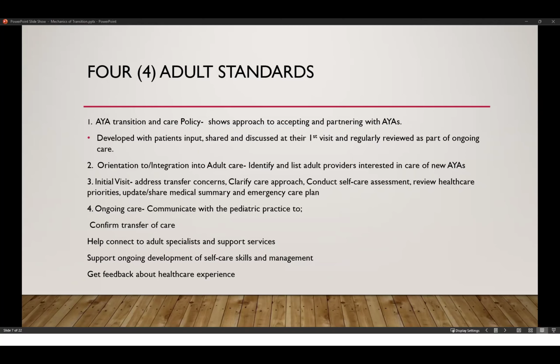And then ongoing care. You have to make sure that you communicate as before with the pediatric practice in terms of confirming that the patient has actually transferred to the adult system, and then help them connect to any kind of adult specialist or support services they may need, and support ongoing development of their self-care skills. At that time you may not be sure that the patient is actually able to take care of everything concerning their health care, so you have to provide support on an ongoing basis. And then you get feedback about how the healthcare experience is going.